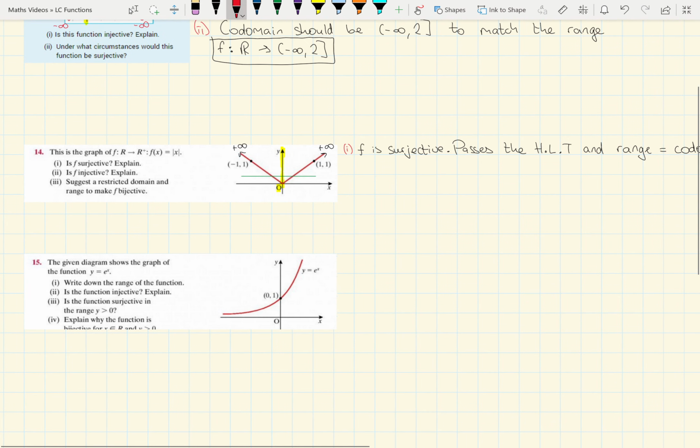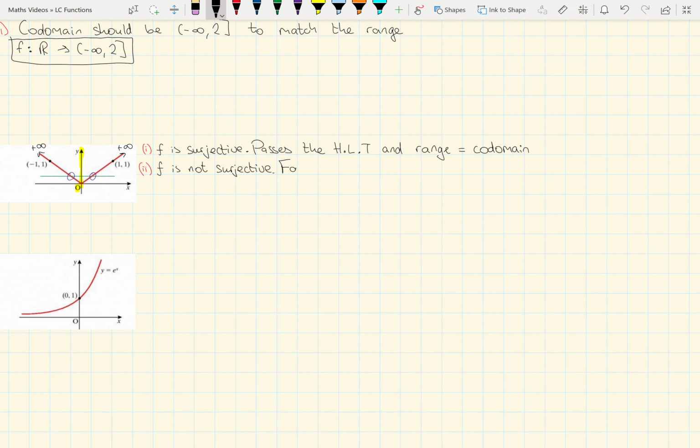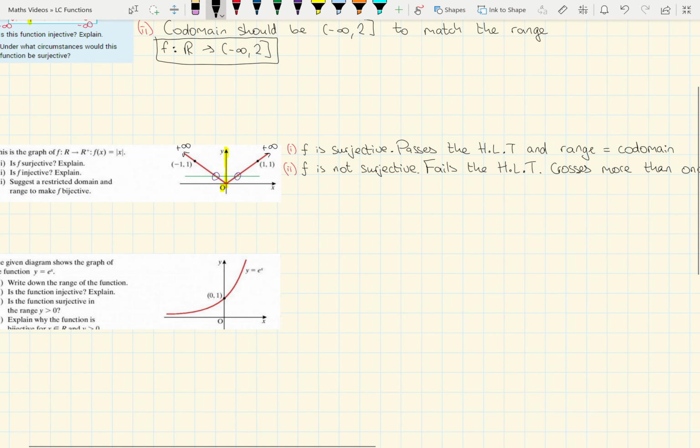That's part 1. In part 2 we're asked, is it injective? We've run our test for injectivity and it's intersected twice. So we can say f is not injective. And our reason is that it fails the horizontal line test. It crosses more than once.